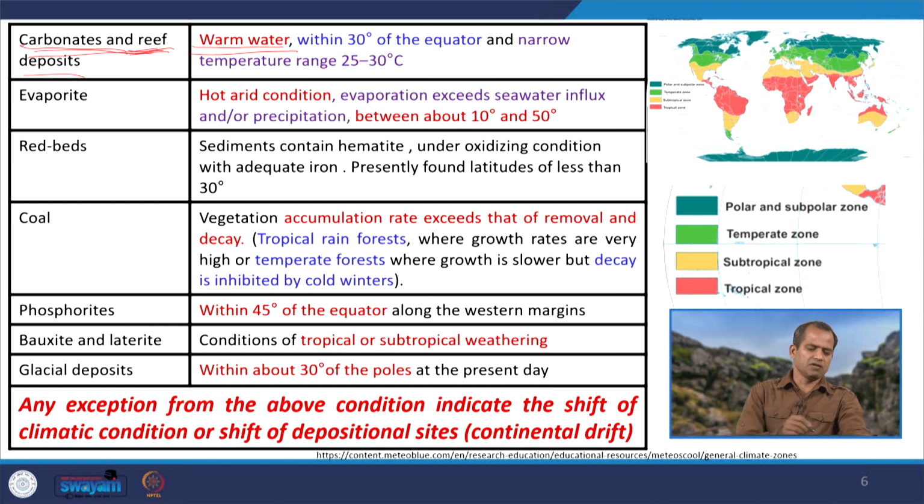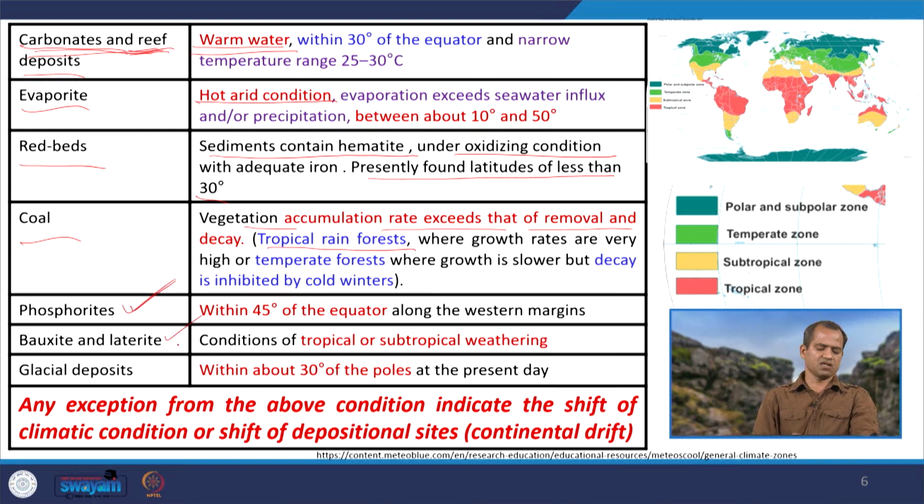Similarly, evaporite indicates hot arid conditions. Red bed is sediment containing hematite under oxidizing conditions, presently found in latitudes less than 30°. Coal forms where vegetation accumulation rate exceeds removal, and it is tropical rainforest. Similarly, there are phosphorite, bauxite, and glacial deposits. So, they are characteristics of a particular climatic regime.